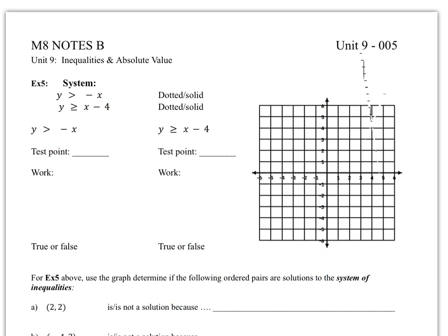So begin on page 4 by graphing this system here. Make sure to choose solid versus dotted. Graph them both using slope-intercept form, and then shade. And then from there, we'll answer these questions below. But pause the video. Press play when you're ready to check your answers.